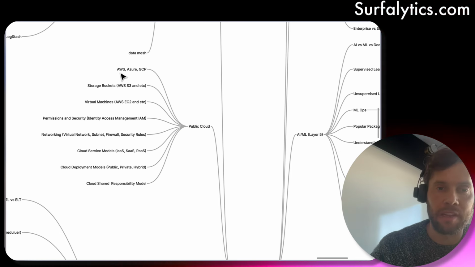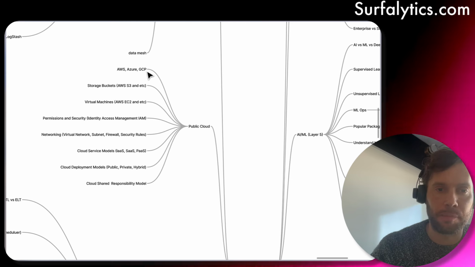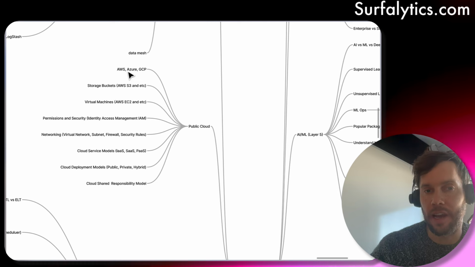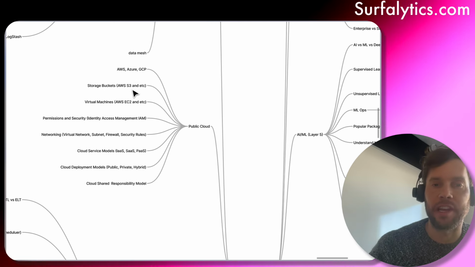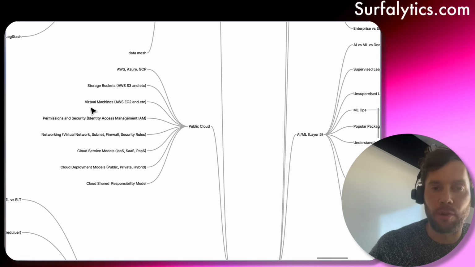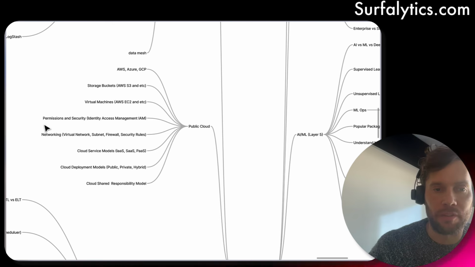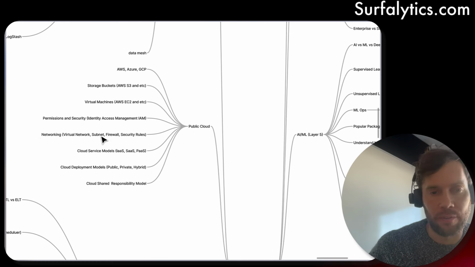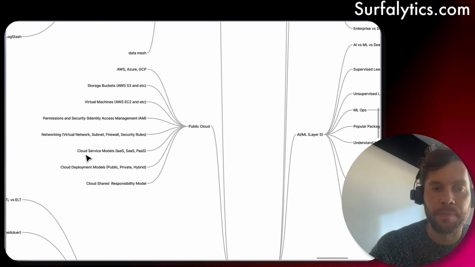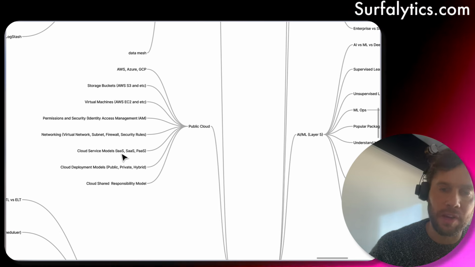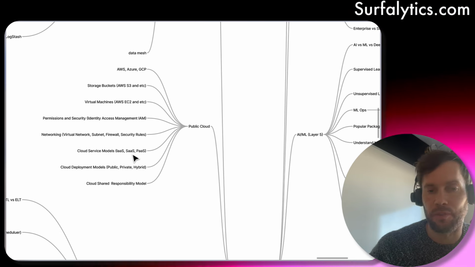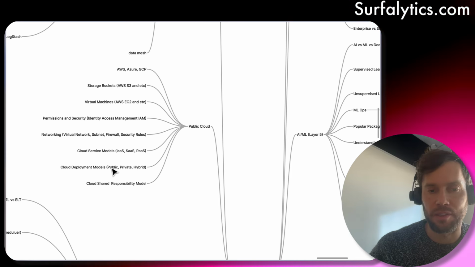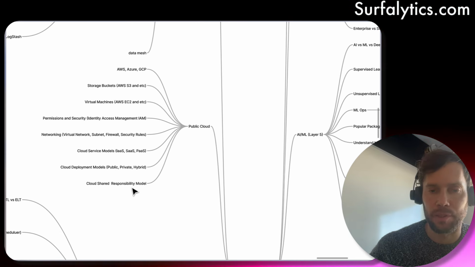So that's why I know the theory behind this, and I know how it ties to analytics. So 3 main public cloud vendors: AWS, Azure, GCP. Then you have the storage buckets. I just highlight what's the most important, right? How you store the data, like the storage buckets. Then the virtual machine. Then you have permission security, also known as identity access management, networking, virtual network, subnet, firewall, security rules, and so on. Cloud service models: infrastructure as a service, platform as a service, software as a service. Cloud deployment models: public, hybrid, private, but in our case it's only public. And also cloud shared responsibility models.